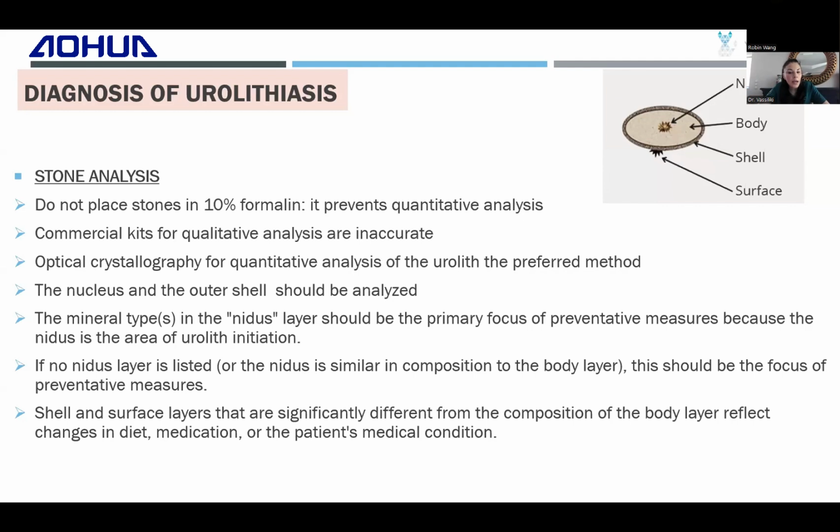So why do I have different layers? Because I might at some point change the diet. So the pH changed, and if the pH changed, then the medical condition and the composition of the urolith changed. This is why we have different layers upon the body of the urolith. Okay, so let's keep that we always treat according to the nidus, and if the nidus is not identifiable, then we can treat according to the body.